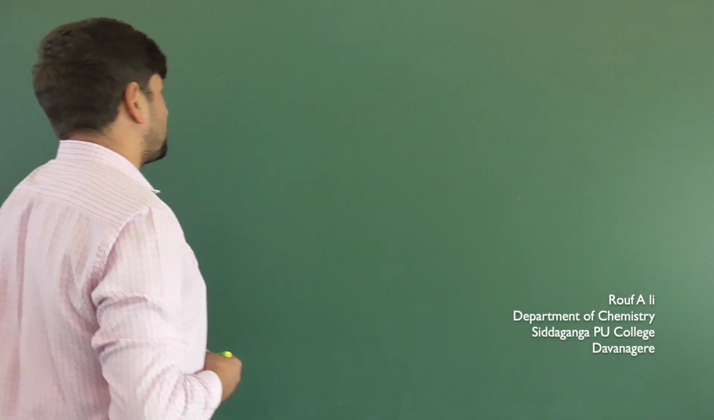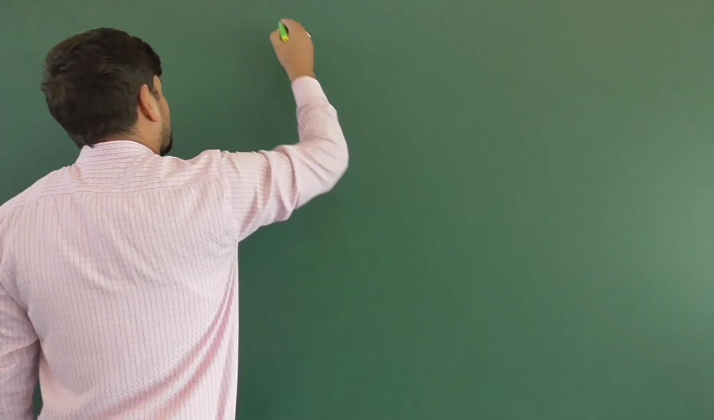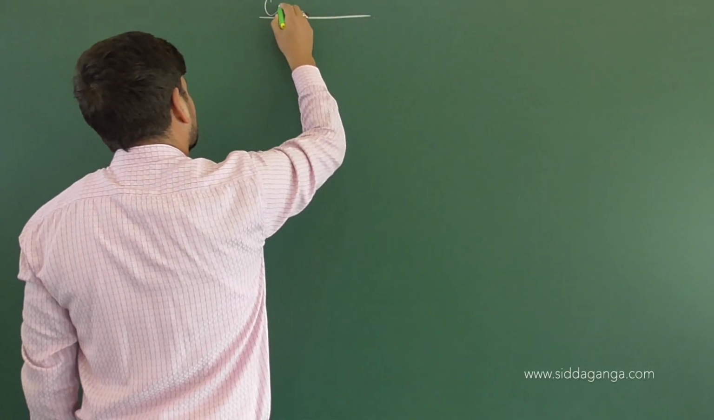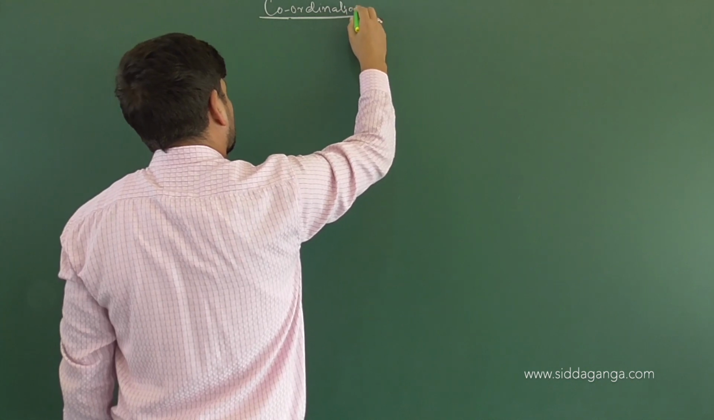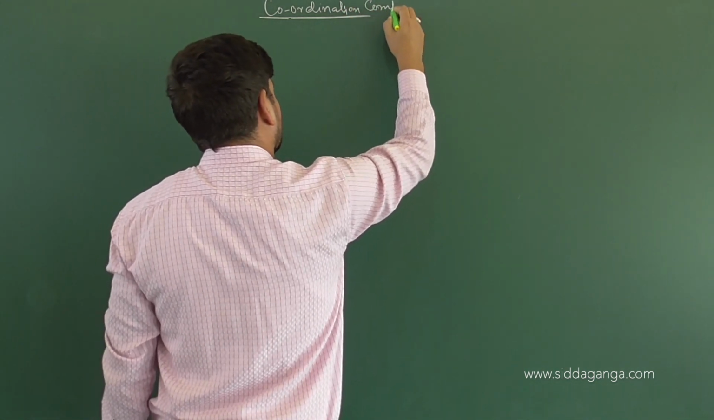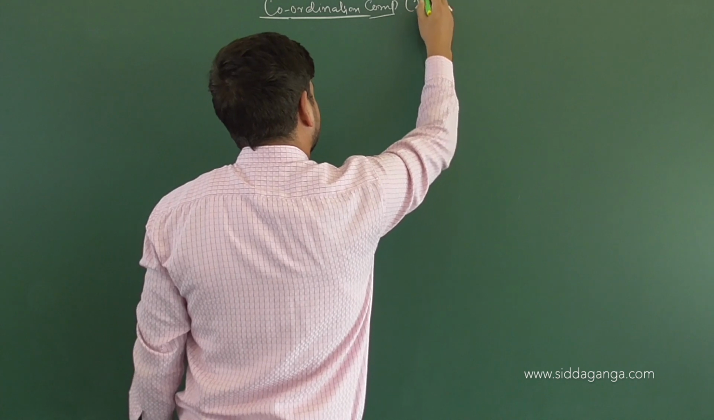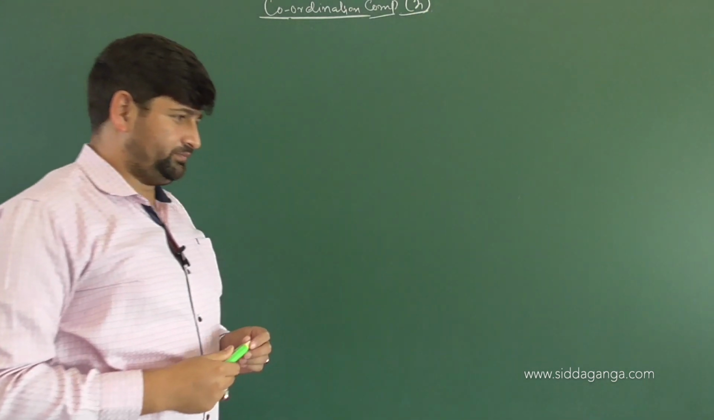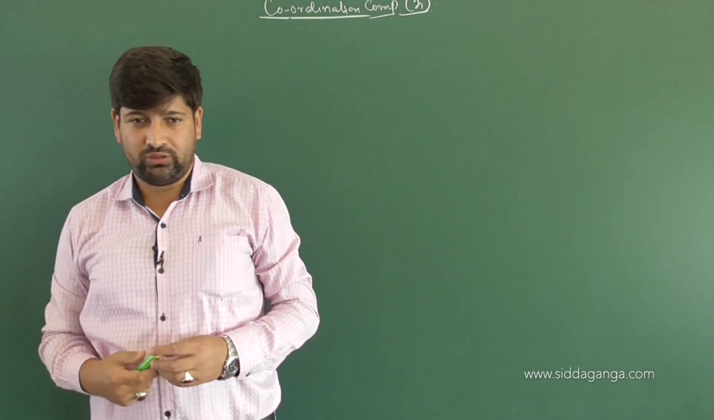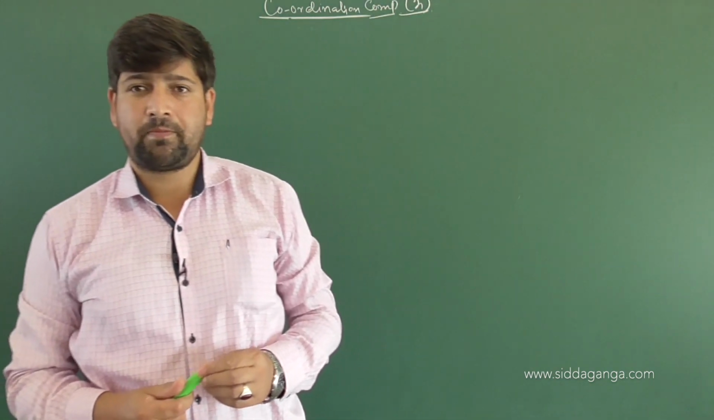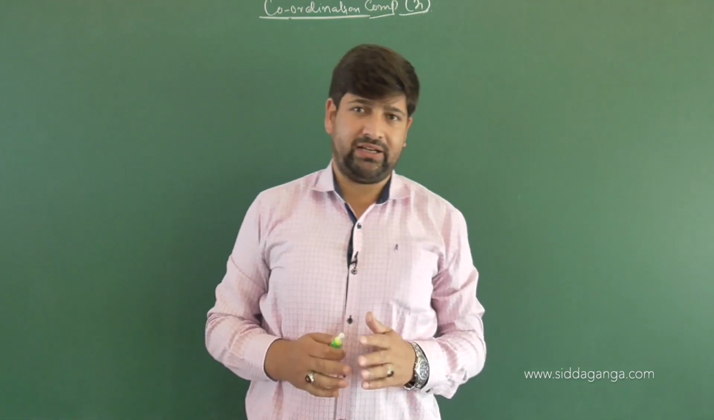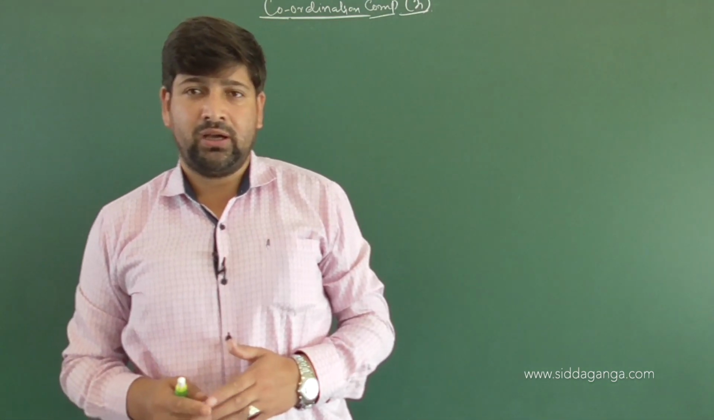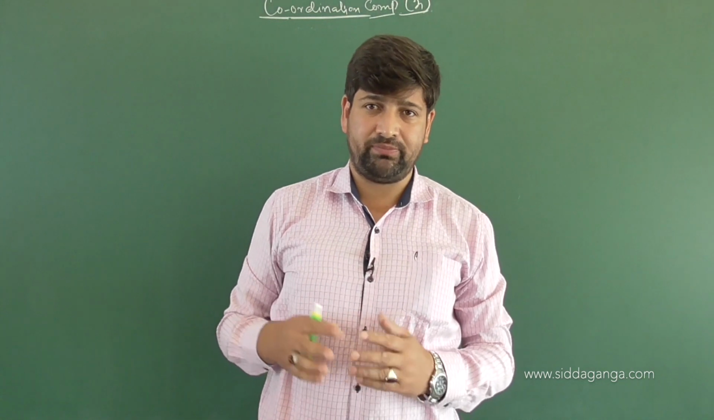Hello children. Our discussion last time was coordination chemistry, which we started, so we'll continue. Last time we talked about Werner's theory of coordination compounds, in which I told you there are two types of valencies, primary and secondary. Primary are ionizable and secondary valencies are non-ionizable, and they determine the shape.